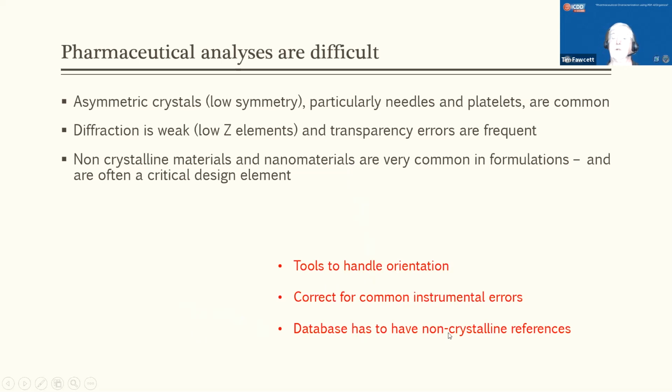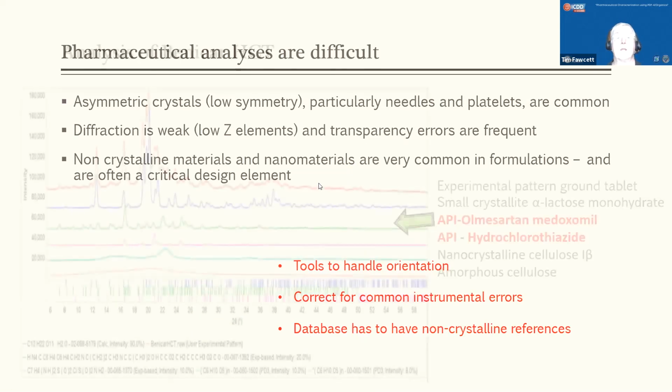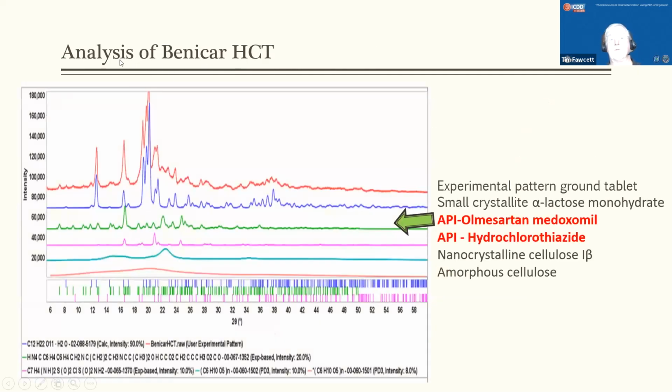This is a really important tool and a major advantage of using PDF-4 Organics over almost anything else that's out there on the market. So I'm going to show you this and highlight this with the analysis of Benicar HCT. The red pattern here is the diffraction pattern, and then we have the references. We have a small crystallite size alpha lactose monohydrate that we've identified.